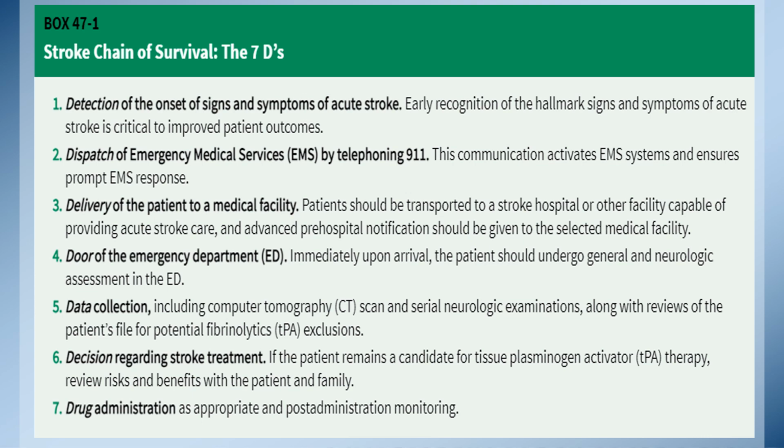Step number 7, or the 7th D, is drug administration. So if the patient is determined to have an ischemic stroke, which is the most prevalent stroke, 80% of our patients have ischemic strokes, then the clot busting drug will be given if, in fact, the onset of symptoms was within 3 to 4 hours.